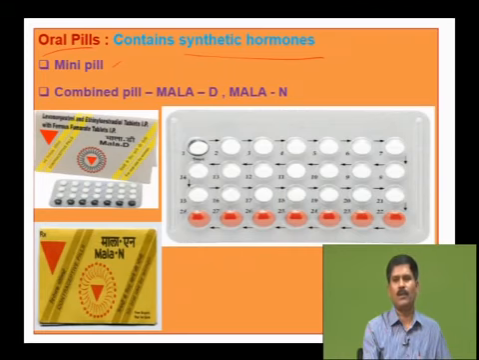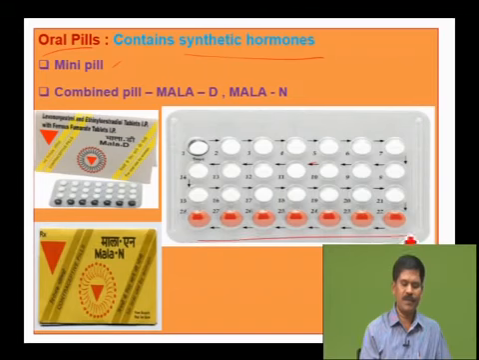So these oral pills have to be taken orally continuously for about 21 days, preferably starting from the 5th day. After a gap of 7 days, they should be repeated in the same manner till the female desires to postpone pregnancy.